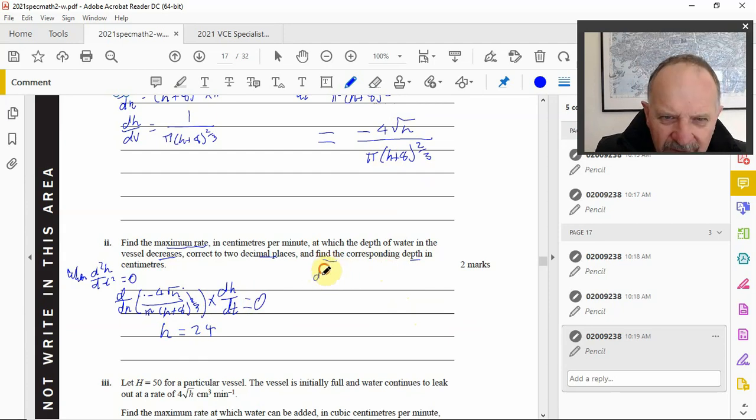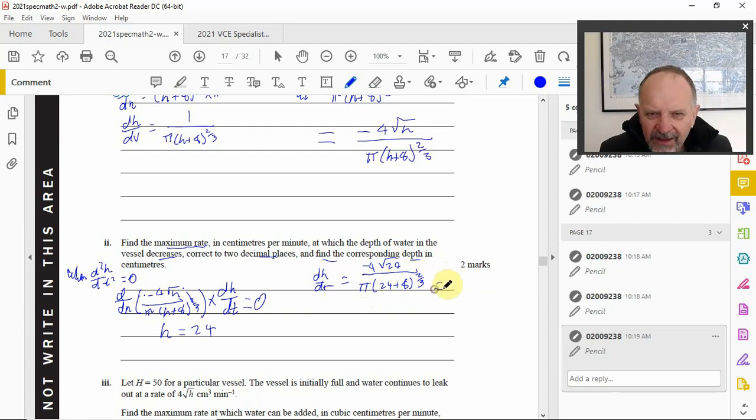So what we need to do is find dh/dt by putting 24 in there. So negative 4 root 24 over pi times 24 plus 8 to the 2/3. And when you do that, you get negative 0.6188. All right.